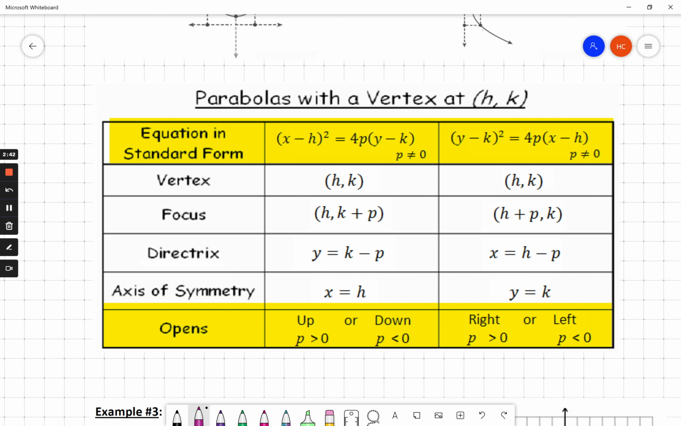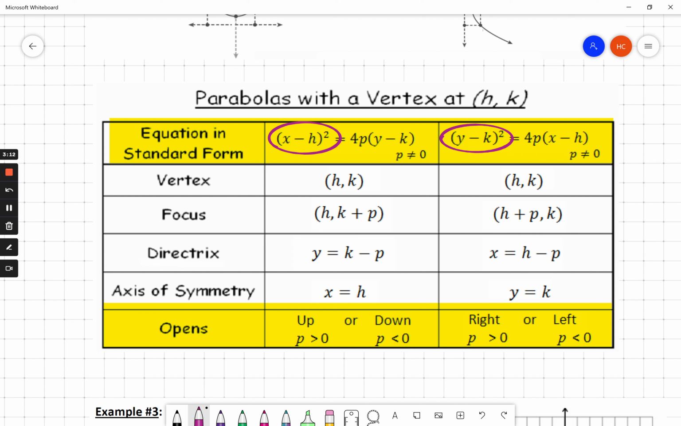Notice that in both of these equations, compared to the other two equations of ellipses and hyperbolas, we notice a difference in that parabolas only have one squared term. With ellipses we had two squared terms that we're adding. Hyperbolas we had two squared terms that we're subtracting, but with parabolas, notice we only have one squared term.